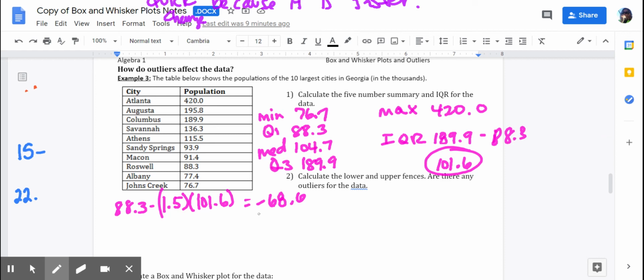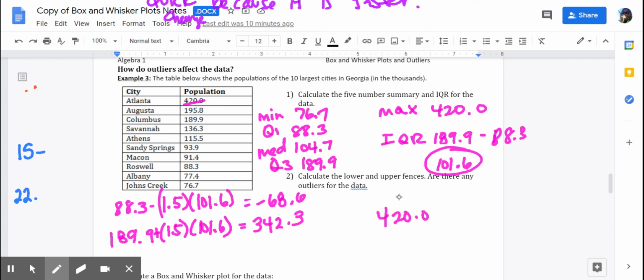Then I check the upper outlier. So I take my Q3, which is 189.9, and I'm going to add that to 1.5 times 101.6. It's the upper outlier, so I'm adding. It's always 1.5, so a box and a half above my data. When I do that, I get 342.3. So I'm looking at my data set. Is there any number that is 342 or higher? And there is 420. So my outlier is 420.6.